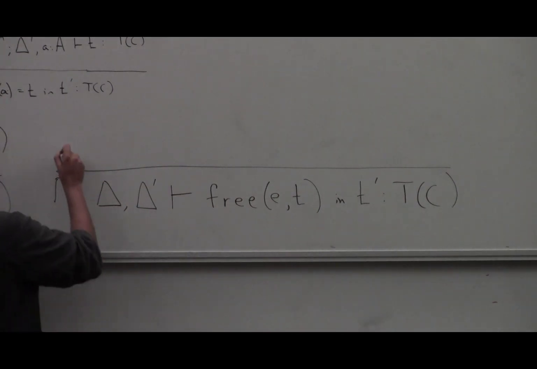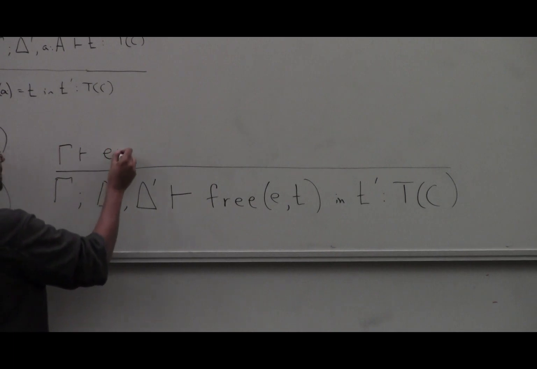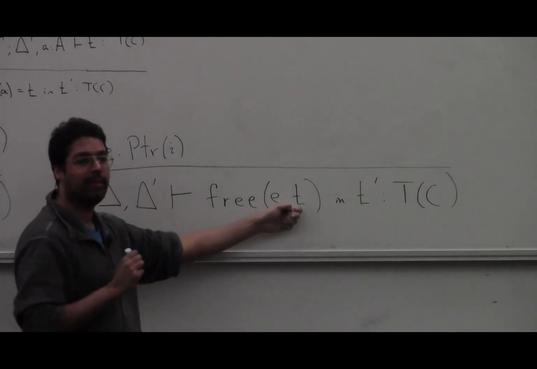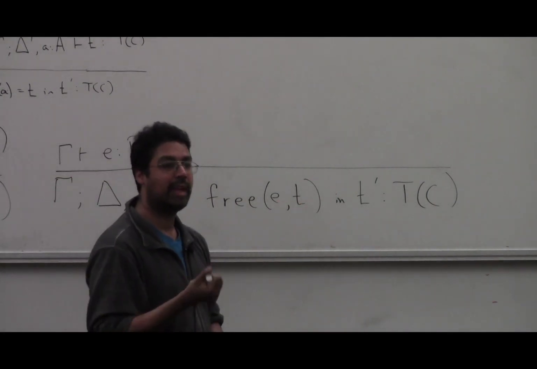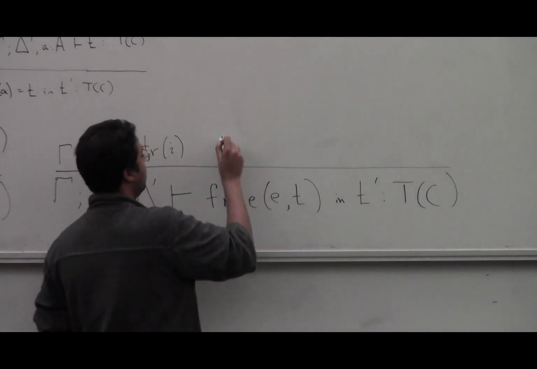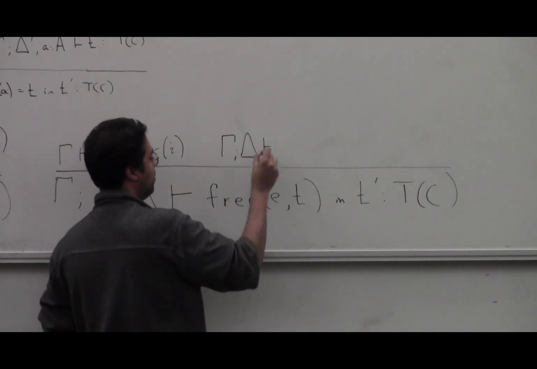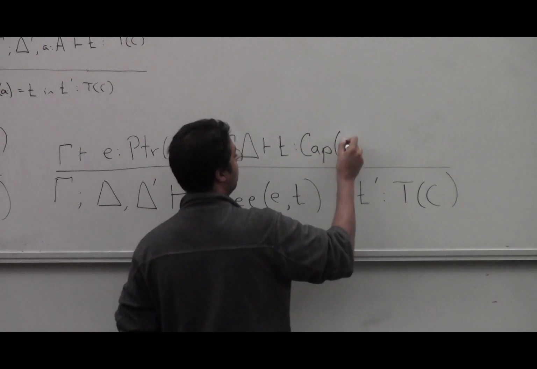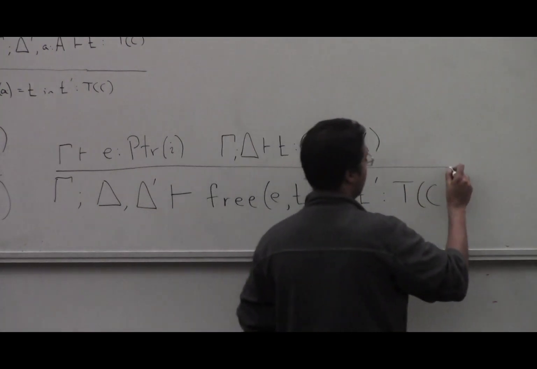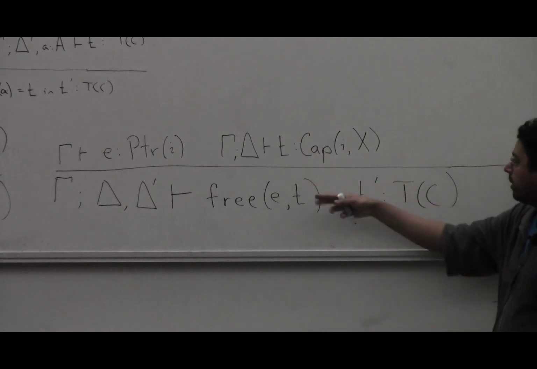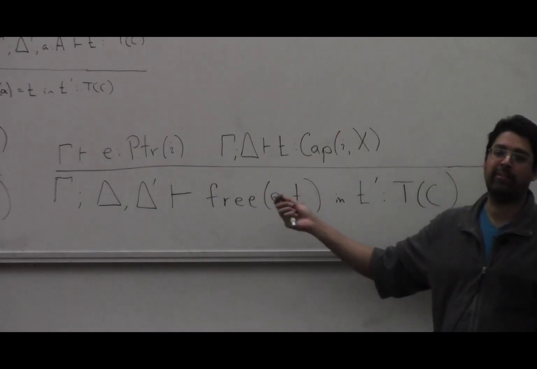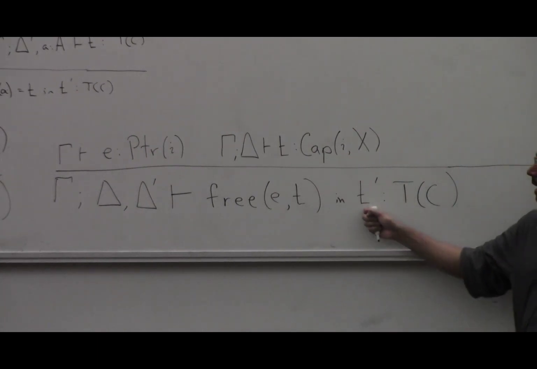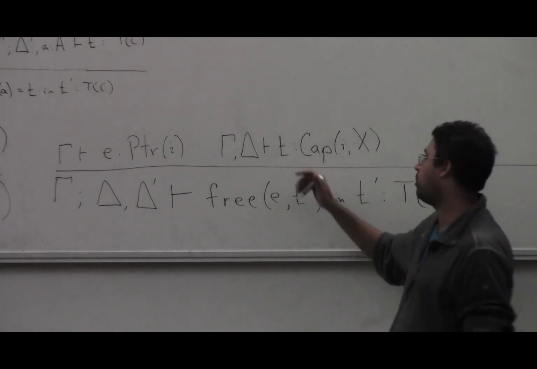And so what we're going to do is we're going to say we want E to be a pointer. And we want to know that T is something that will give us a capability to access that memory. You can think of it as delta contains the capability to access this memory, and then in our continuation T prime we don't use it. We don't see that capability anymore.